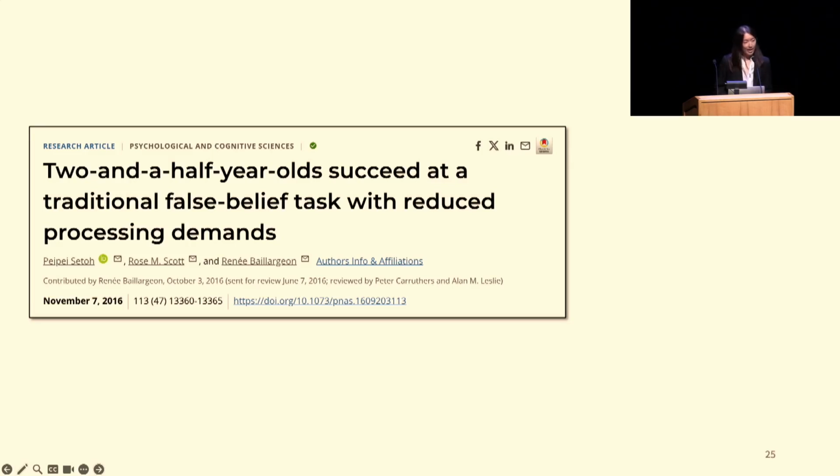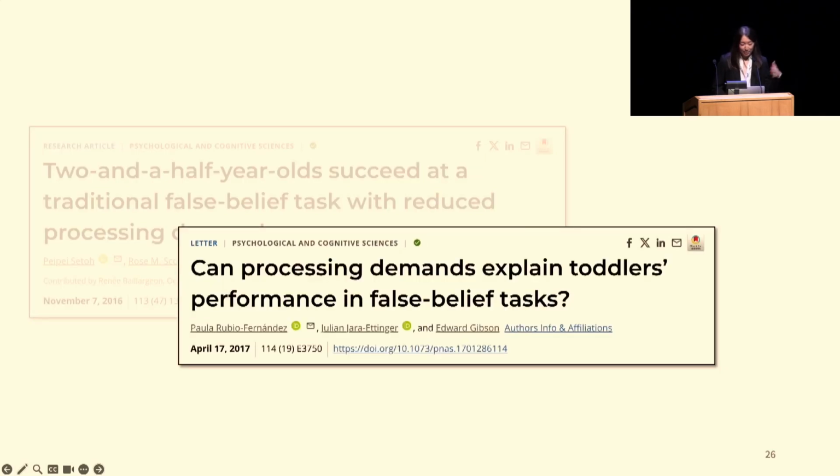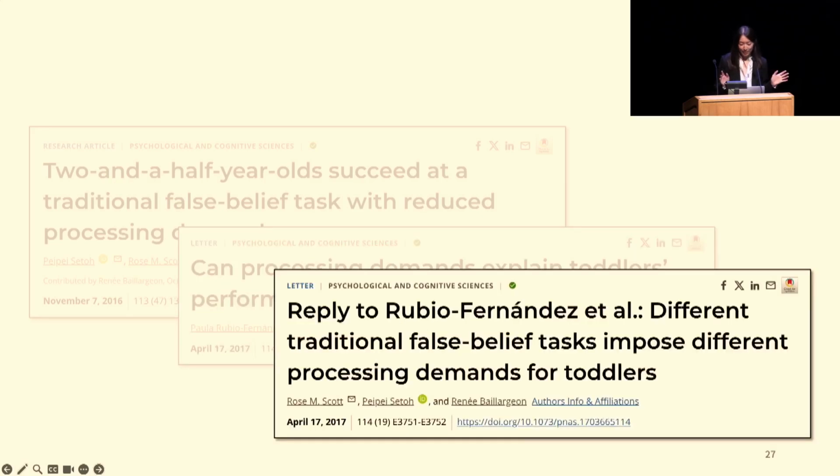So for example, this study argued that children as young as 2.5 years old could succeed at a false belief theory of mind task when task demands were reduced, while they usually fail on the typical kind of tasks that are administered to older children. But other people weren't convinced this was the full story, and there's this whole back and forth debate. And so the point is that task demands are a very real concern in a lot of our evaluations, especially when we're trying to study the cognitive abilities of younger children.